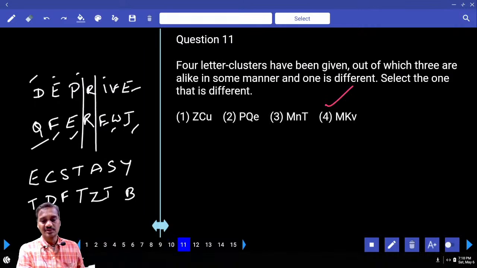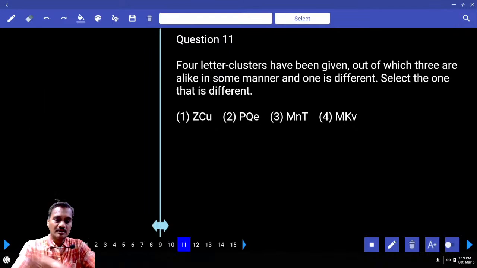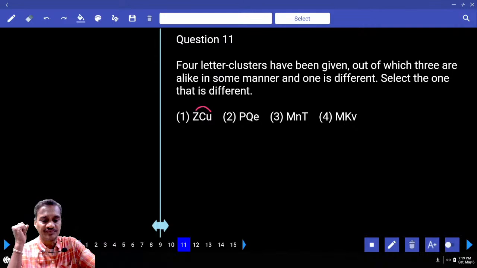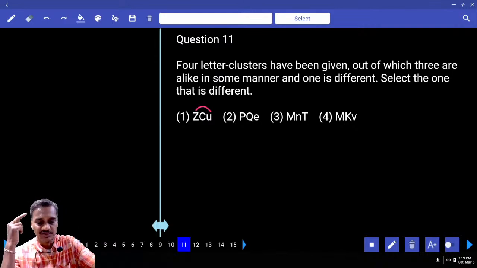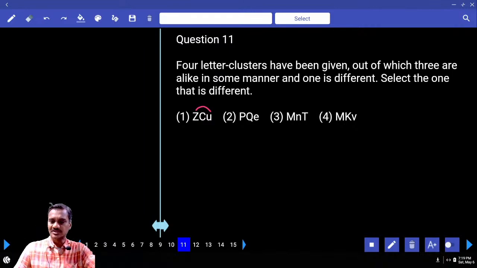Then next, the 11th one, Z, C and U. And P, Q and E. M, N and T, M, K, N. Tell me what is your answer in this case? Odd one, what happened? Third one. Why is it the third one? Now, first and last. If you check out here, Z and U, what is the difference? We have 5. Here we have 3. And P and Q, E. Next one, M and T and M, K, N. Now, what is your answer in this case?